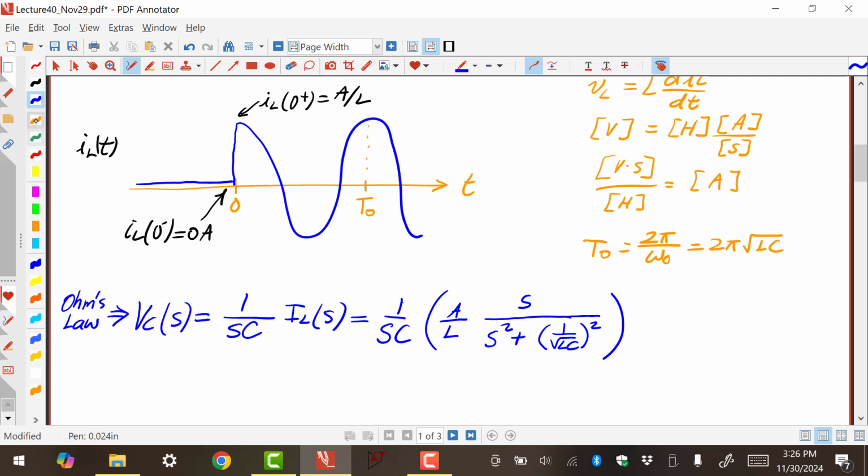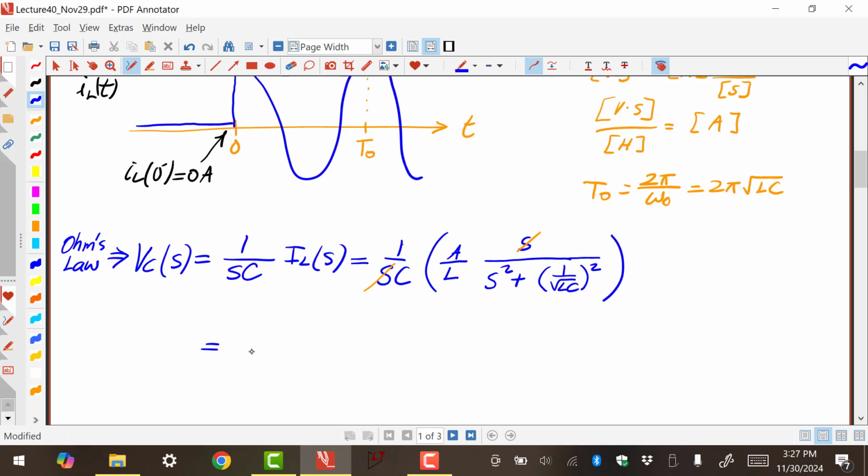So what happens here? Well, the s's cancel. So this s cancels with this s. And now I have a constant. Let's just write what it is. So I have something that looks like this. I have the denominator, which looks like s squared plus 1 over root LC, squared. And in the numerator, I have A over LC.